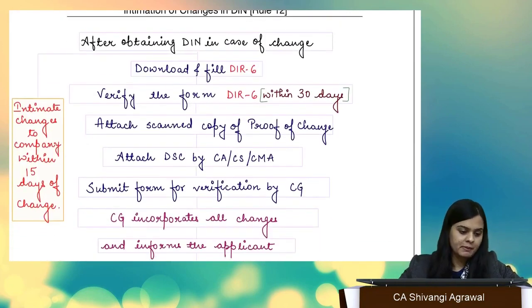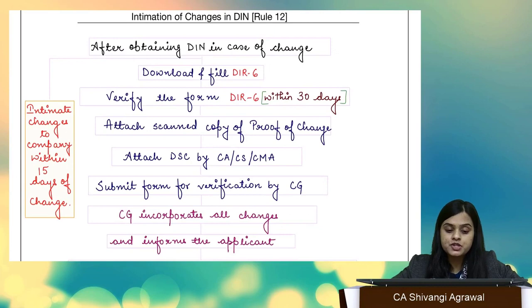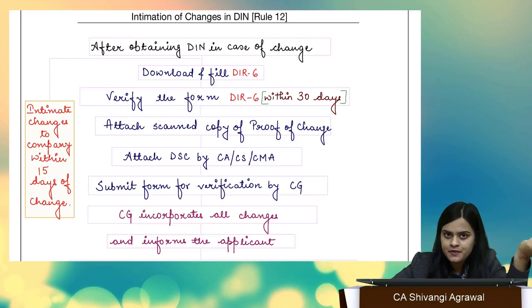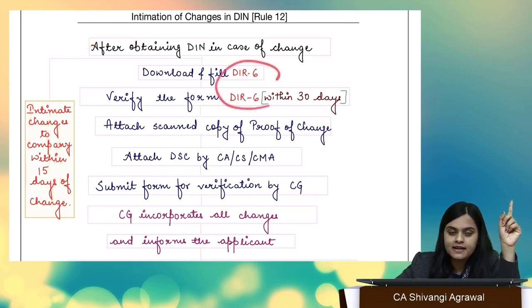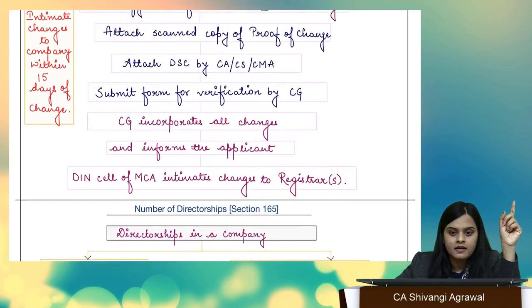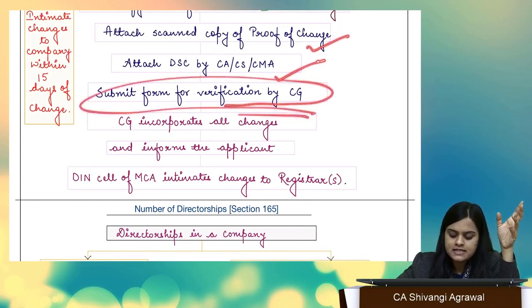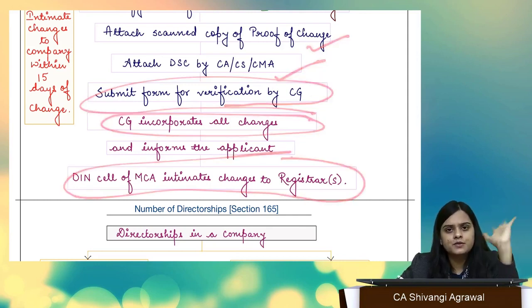Fine, okay, ma'am. We also have another rule, Rule 12, which talks about changes in DIN details. Whenever there is any change, not in the DIN exactly, but in our details, maybe my address has changed, it is my duty to intimate the company within 15 days. Moreover, I file DIR 6 and attach the proof of change. It is verified, that is, the DSC of a CA, CS or CMA is attached. I submit the form for verification. The central government incorporates all the changes and informs the ROC also.